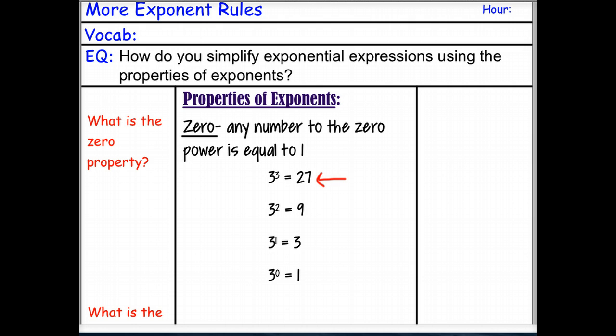We drop down, 3 to the second is 9. That is dividing by 3. Then 3 to the first is 3. If you take 9 divided by 3, you get 3. Since it's the same pattern, it follows suit that when you get to 3 to the 0, you're going to take 3 divided by 3, and that will equal 1. And that works with any one of our exponents we have, no matter what the base is. So your rule is that a to the 0 is equal to 1.